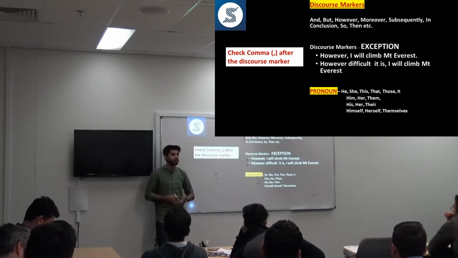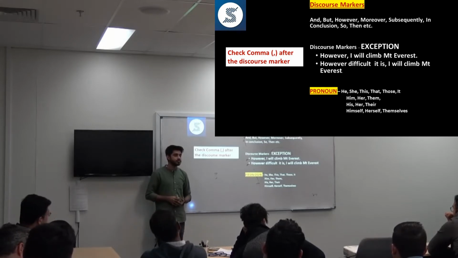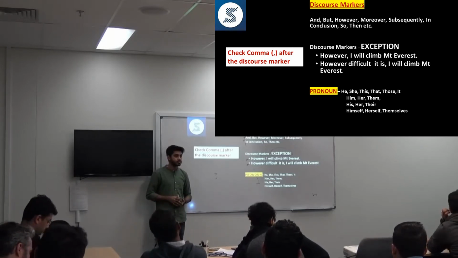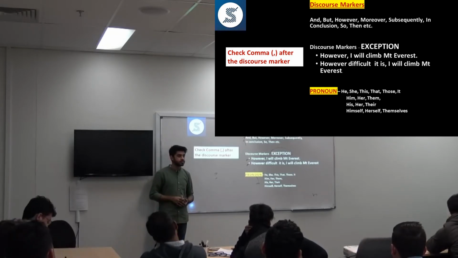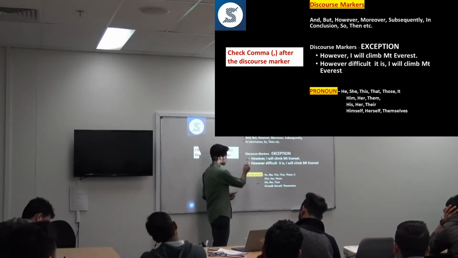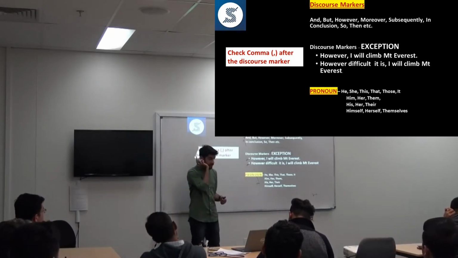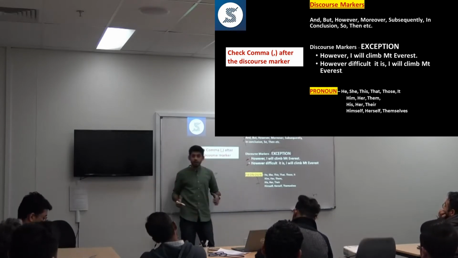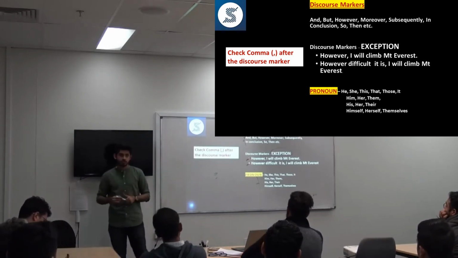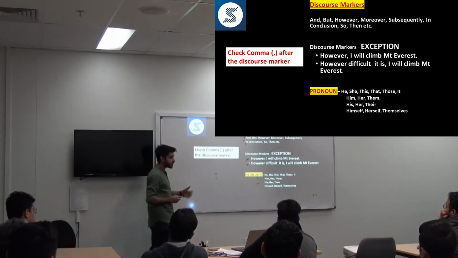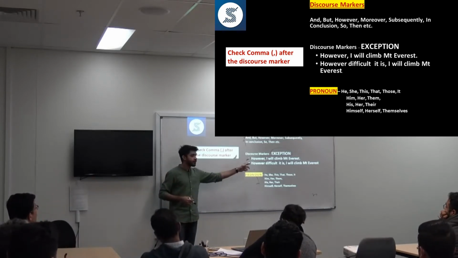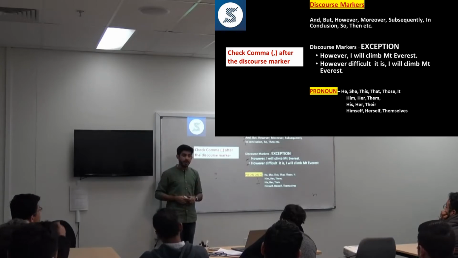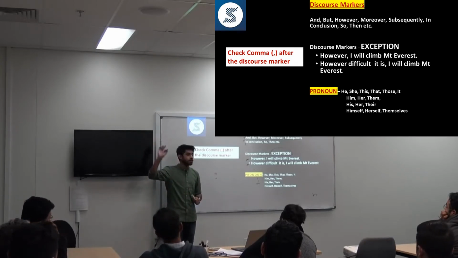But can you tell me why? Because of where you put it: however difficult it is, so it refers to something. It looks like a complete sentence. Which one? The second sentence. What is the first one? Tell me. Why do you think this is a discourse marker? Obviously there is a comma, a sign of a discourse marker, but what does it mean? However, I will climb Mount Everest. That means my dad forbade me to climb Mount Everest.